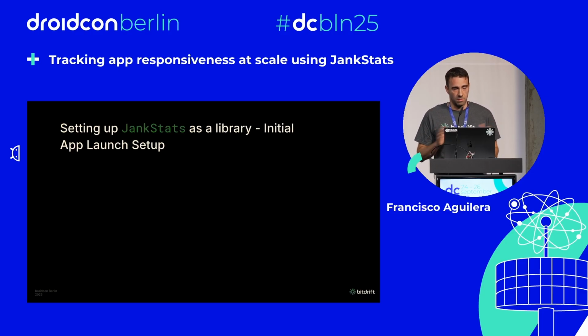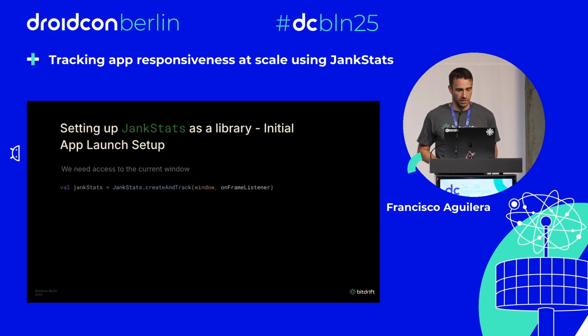This is great. If you are a small app, you can do this very easily. If you have multiple activities, you can do this on many activities. But if you want to set it up as a library, or you want to set it up more generally, you can use this approach that we did to set a more general setup. So for app launch setup, the first time the app launches, we need access to the current window. And remember, as a library, we don't have access to the activity directly. It's not that easy.